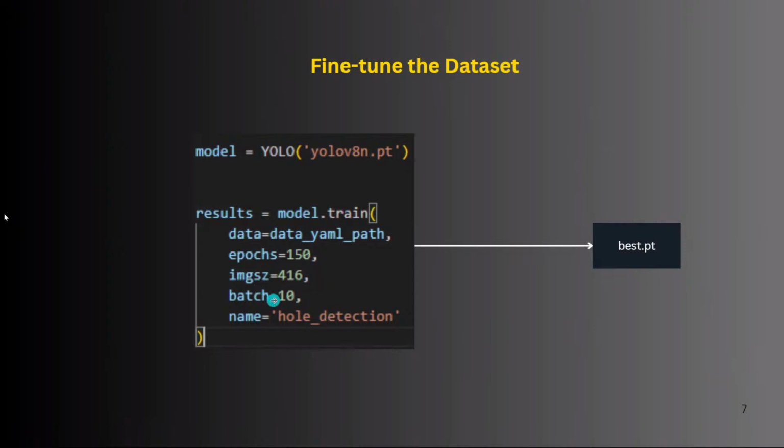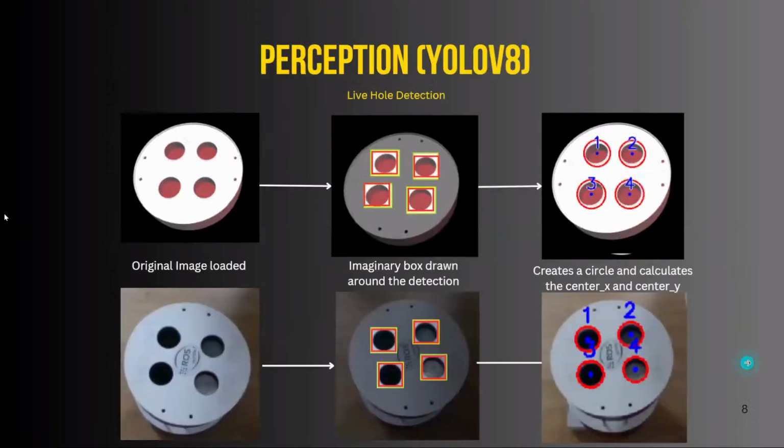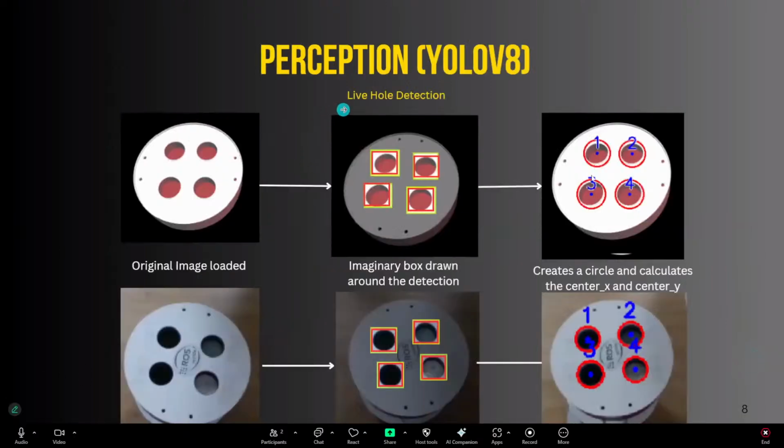I tried with fewer epochs and a batch size of 8, but I wasn't getting the most accurate perception coordinates, so I had to increase the epochs. Of course, I can't increase it too much, because then it takes a lot of computing power. After the whole dataset is fine-tuned, the best weights are saved into a PyTorch file called best.pt. A weight is like a memory for the detection, so it has a memory of how the hole looks.